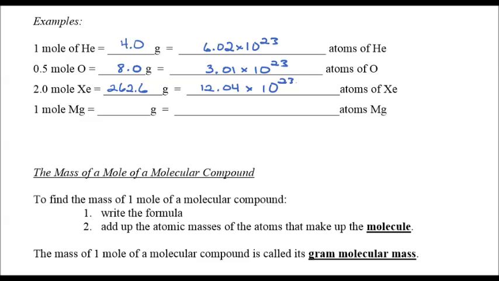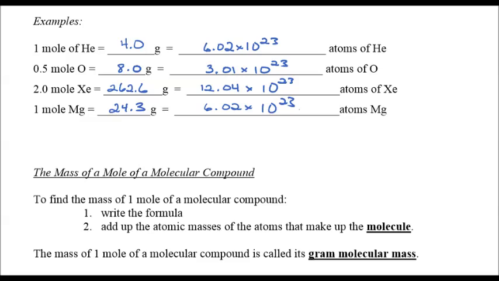1 mole of magnesium will weigh 24.3 grams, and it will contain 6.02 times 10 to the 23rd atoms of magnesium. So we have a relationship between mass, which changes, and atoms, which a mole will always be 602,000 billion billion atoms.